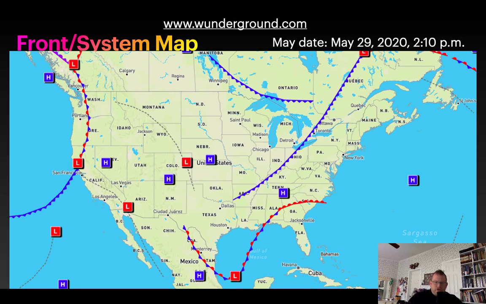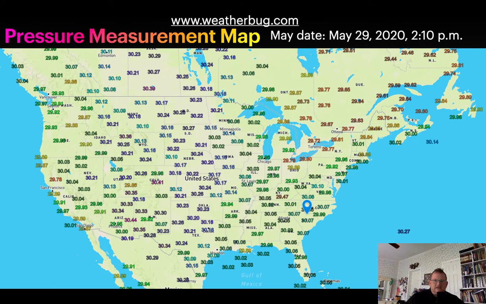But just generally, anytime there's a red L, there's going to be clouds and rain. Anytime there's a blue H, it's going to be clear skies and no rain. Now, this is one way to look at pressure systems. So we can look right at it and say, okay, red L, that's a low pressure system. Blue H, high pressure system. Easy to see, right? Well, this is another pressure measurement map.